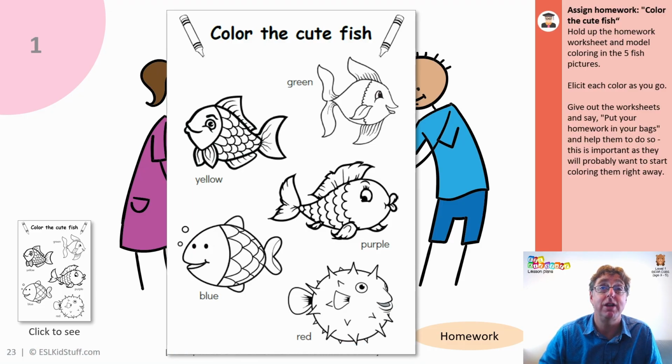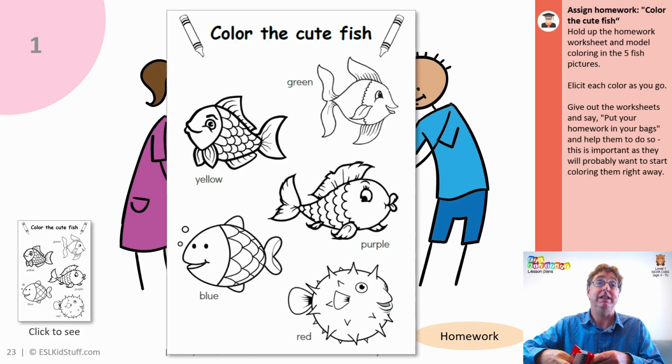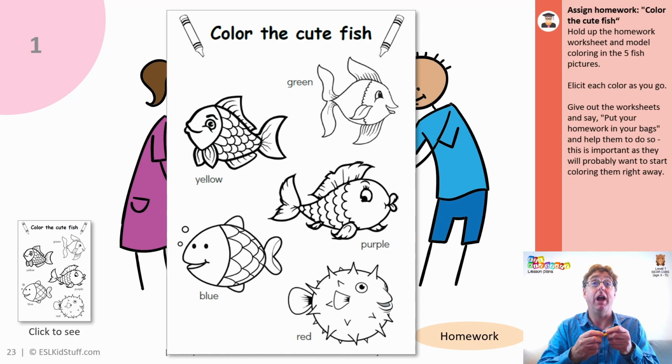So always demonstrate, model the activity. So hold up one of the worksheets and take out a colour. So you take out, for example, yellow. And point to the fish and colour it in yellow. And do a couple, green and blue, so they get the idea. Then give out the worksheets and tell students to put the worksheets into their bags, because if you don't say that, they'll probably want to start colouring right away. So make sure everyone puts the worksheets into their bags so they know it's their homework activity.